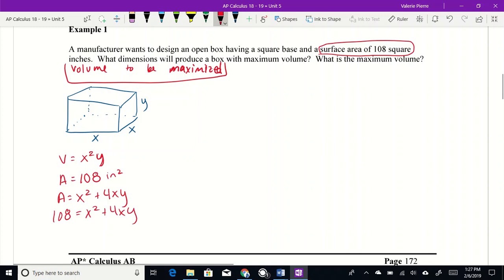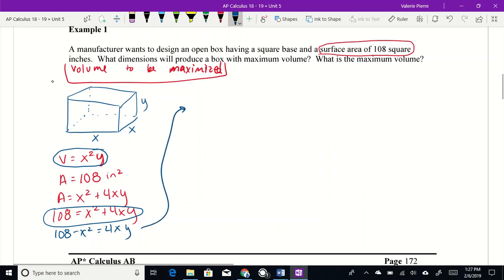Okay, so I want my primary equation to be written in terms of one variable, right? So we're so used to solving for y in algebra and in other parts of our lives, so let's solve for y with our second equation. So we're going to take the second equation and solve it for y. So I have 108 minus x squared equals 4xy. So I have y equals 108 minus x squared over 4x.